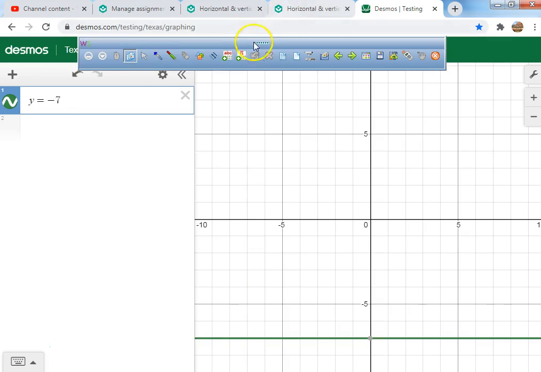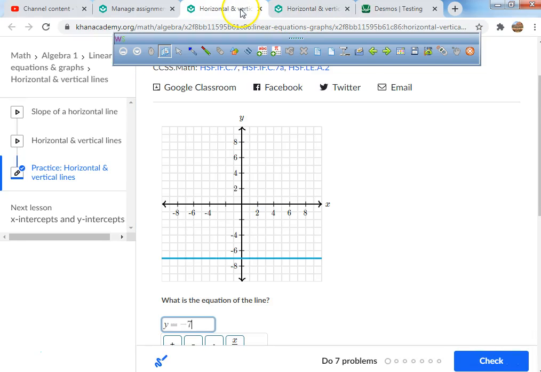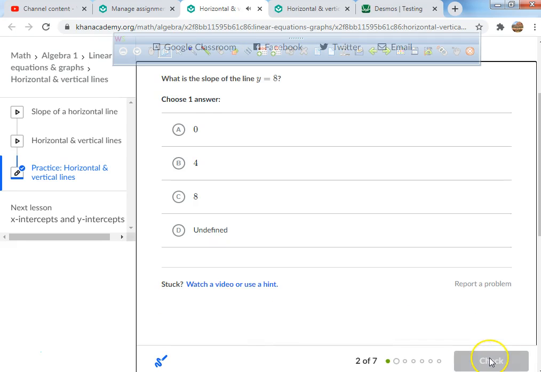That's never going to change. All right? If I die and you have a new algebra teacher, it's not going to change. Y equals is always horizontal. X equals is always vertical. Oh, wrong one. Here we go. So it's going to be what? Y equals -7. Boom. That's all you got to do.